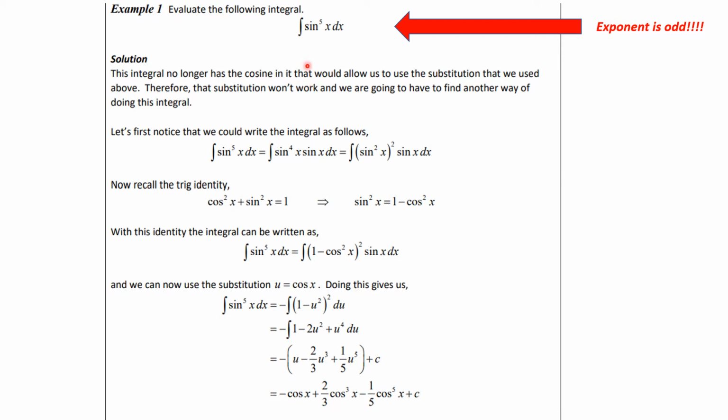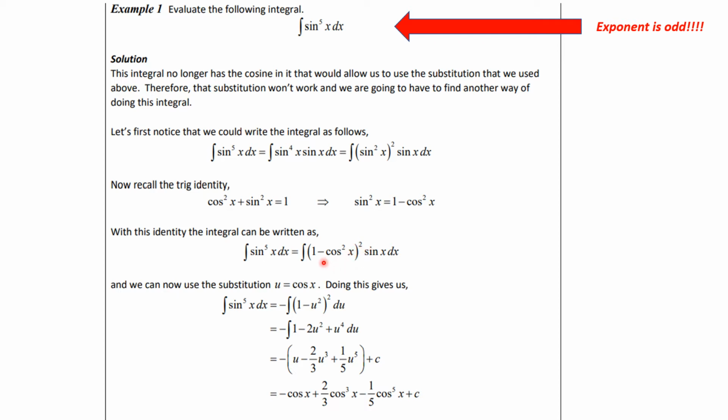Now notice that the exponent is odd, so that means we can strip out one of these sines. So we're writing sine to the fifth x as sine to the fourth x times sine x. And then we're going to say that sine to the fourth is sine squared of x, whole squared. And then we're going to use the Pythagorean trig identity, cosine squared x plus sine squared x equals 1, meaning that sine squared of x is 1 minus cosine squared. So using this identity, we can rewrite this, replacing the sine squared here with 1 minus cosine squared of x.